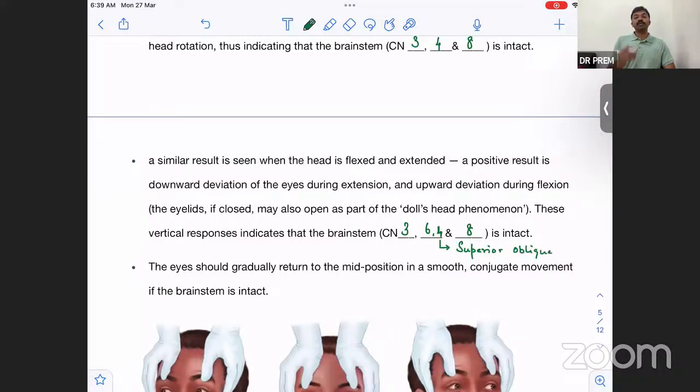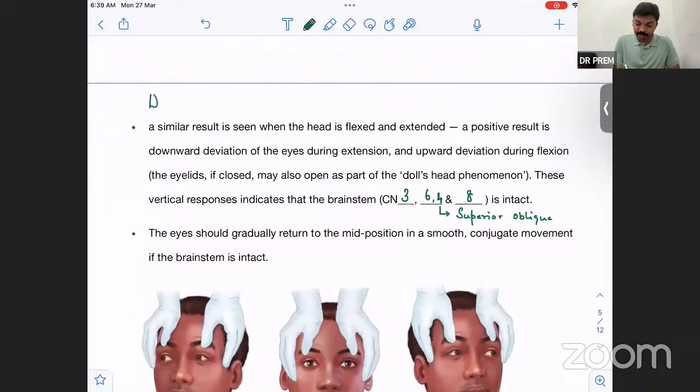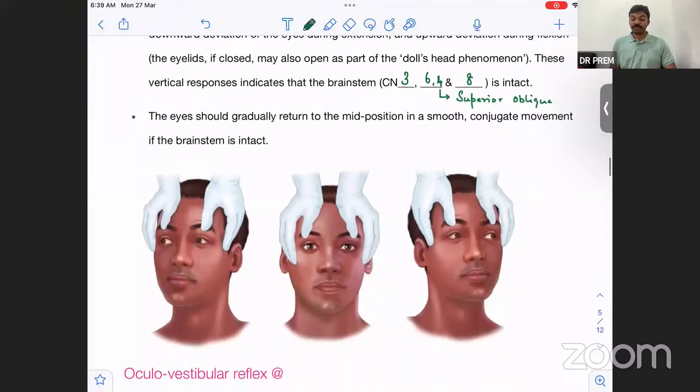Superior oblique, which is going to bring the eyeball down. And this is exactly what is called doll's eye phenomenon. This is doll's eye phenomenon, doctors. All right, so that is the oculocephalic reflex, people.